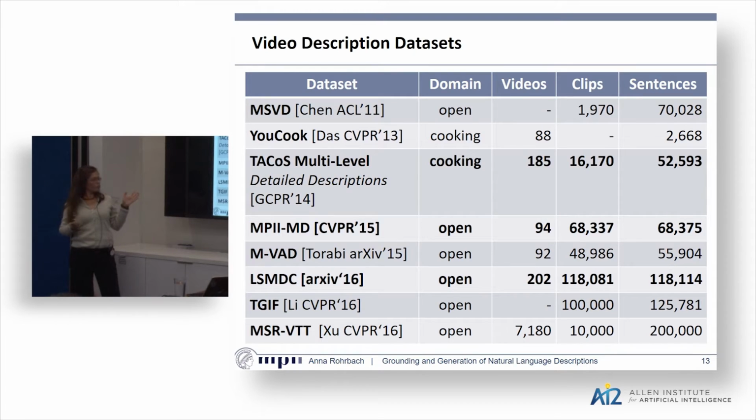One is actually not video, but short GIFs, and the other one is from Microsoft. It's short YouTube clips. So what is specific about this movie data set that we work with? And why do we actually work with it?